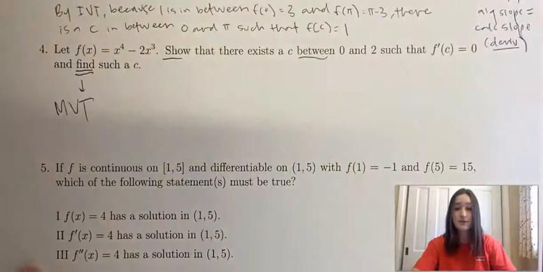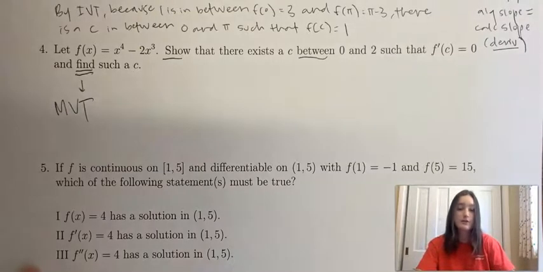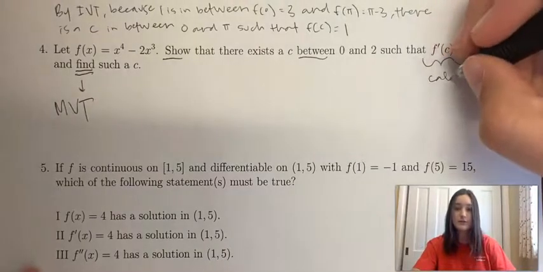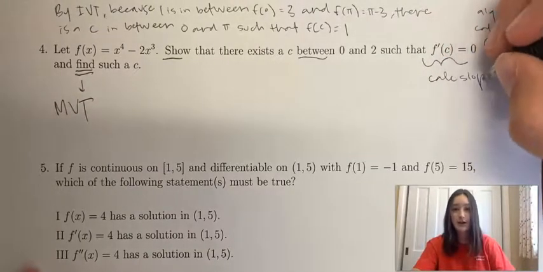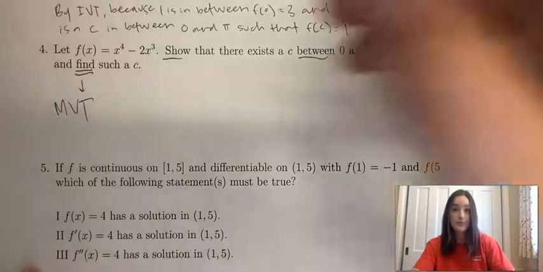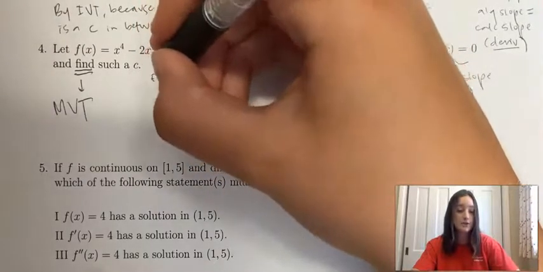Remember that with MVT, we're going to use derivatives, and we're trying to show that the calculus slope is the same as the algebra slope. So the first thing that we need to do here is label: that's our calculus slope, and we don't know our algebra slope. So we have to set up that equation.